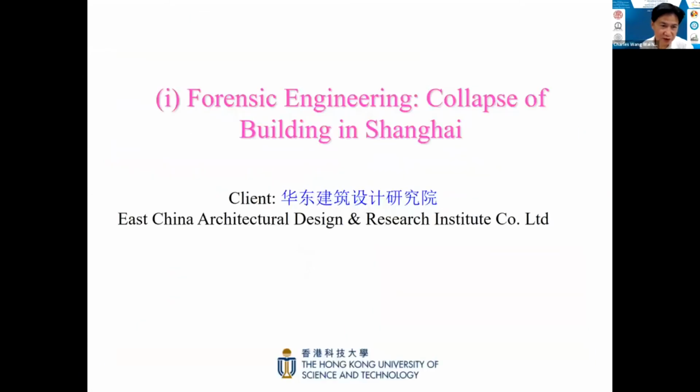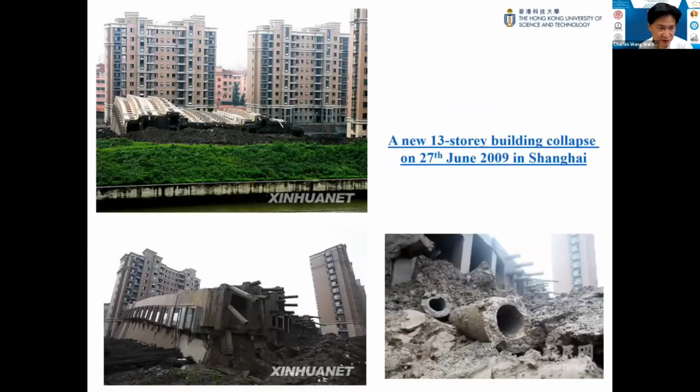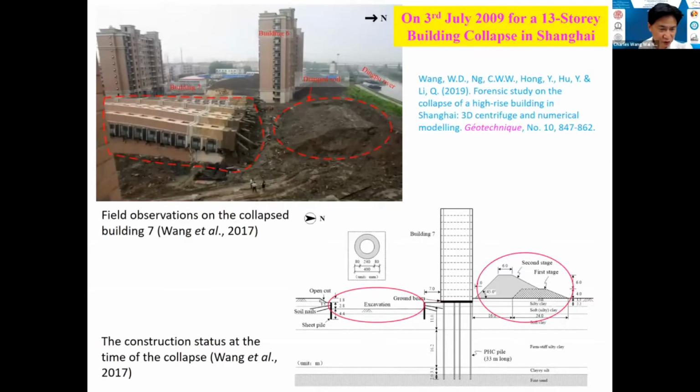If I may show you one first example, which is forensic engineering. We were commissioned by a client in Shanghai to investigate a building collapse. You can see here a closer view of the collapsed building, and the picture during the collapse. What happened immediately before the collapse? This is the collapsed building, obviously. Then there was bad filling on the right hand side and excavation on the left hand side. So this is a schematic diagram.